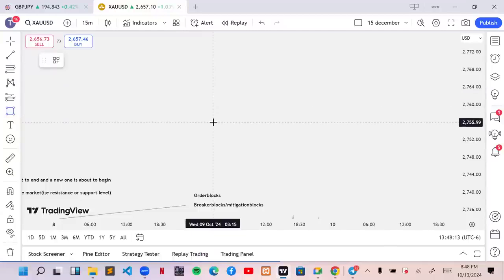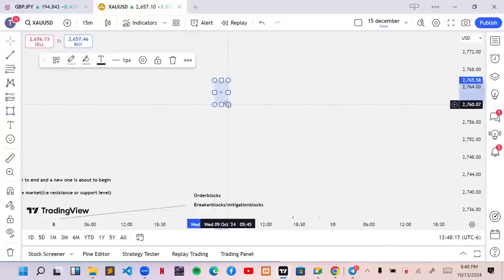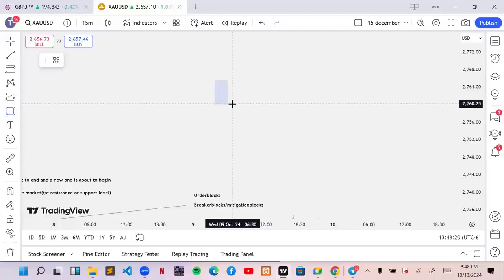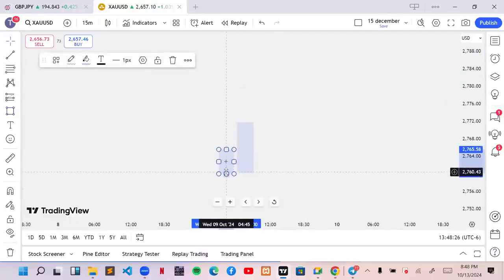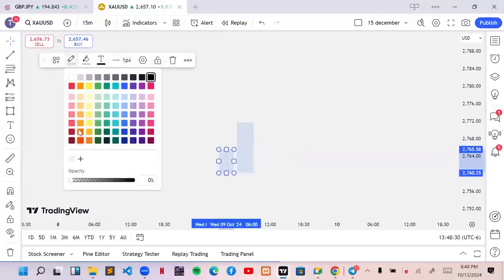So for the bullish order block, this is how the bullish order block looks. You see a bearish candle, and then you see a bullish candle kind of engulf it like this. So this is what a bullish order block looks like. So you see a bearish candle like this.